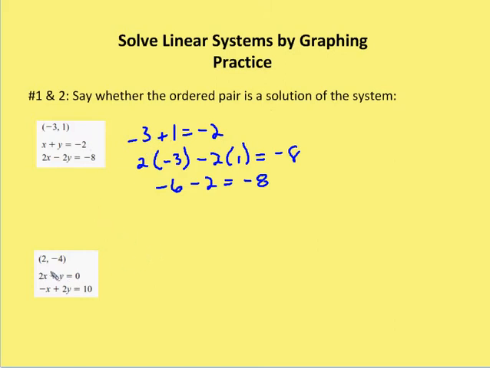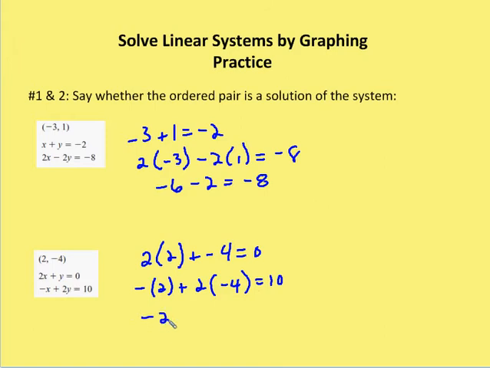All right, let's take number 2. I'm going to substitute in 2 for x here in the first equation. 2 times 2 plus -4 is equal to 0. And I see that 4 plus -4 is equal to 0 is true. So this first equation is true. And then I substitute 2 in for x and -4 in for y in the second equation. And I have -2 plus 2 times -4 is equal to 10. So that gives me -2 plus -8 is equal to 10. And I see that that is not true.